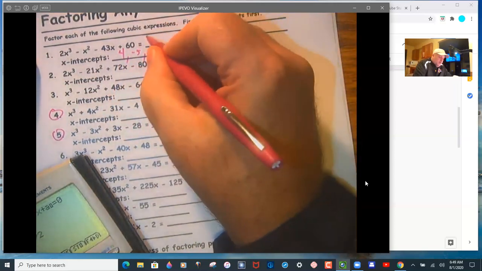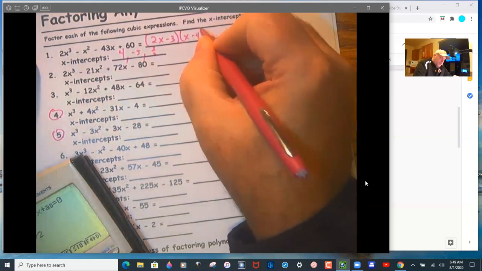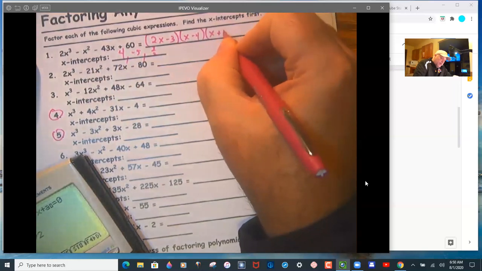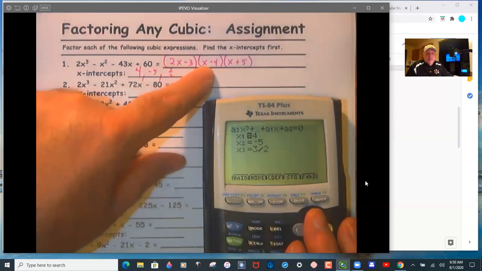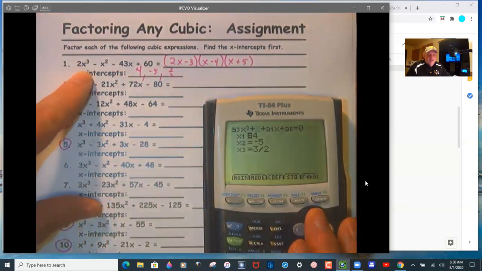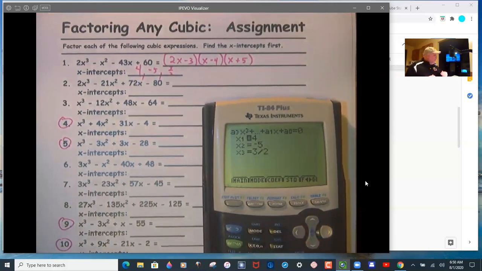So I'm going to do the 3/2 first. 2x minus 3, x minus 4, x plus 5. We just factored a cubic. Now 2x times x times x is 2x to the third. There's not a common factor there. Most of these have a full factoring. The 4 that I circled have a partial factoring, meaning that we get one x-intercept and the other 2 don't work very nicely.